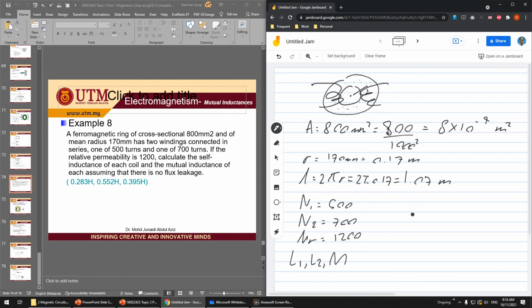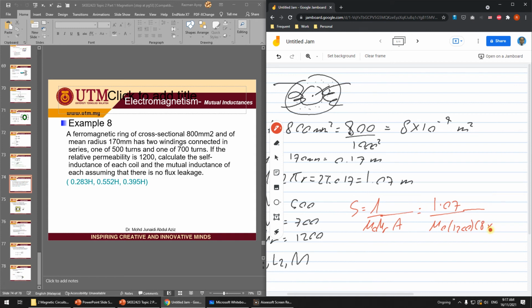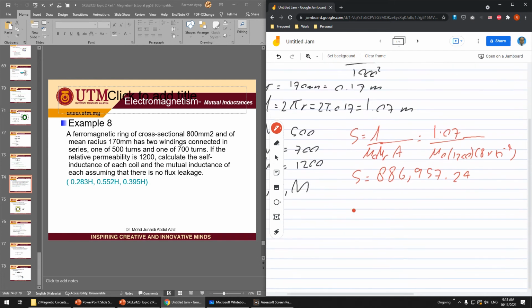So how to do this? You have to calculate the reluctance S first. S is equal to L divided by mu naught mu R A. So L is 1.07, divided by mu naught times 1200, and A is 8 multiplied by 10 to the negative 4. So S is equal to 886,957.24. Then you just use the formula instead of the derivation.